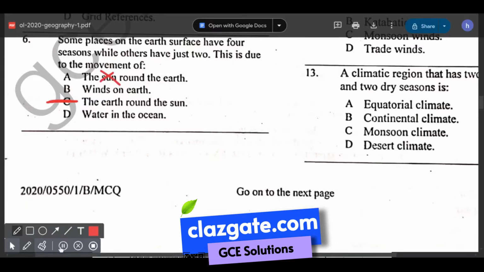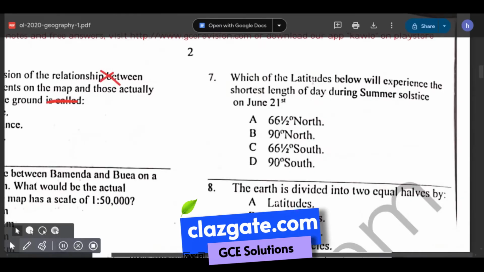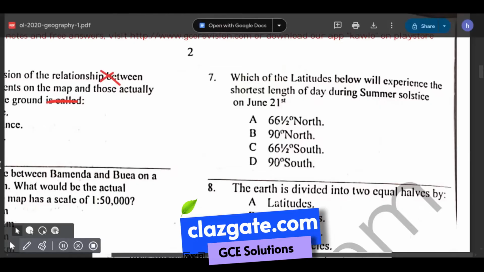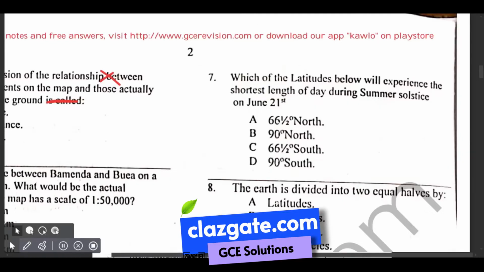Let's go to number 7. Which of the latitudes below will experience the shortest length of day during summer solstice on June 21st? You have A. 66.5 degrees north, B. 90 degrees north, C. 66.5 degrees south, D. 90 degrees south. The latitudes that will experience the summer solstice in June is the 66 degrees south. It is C.